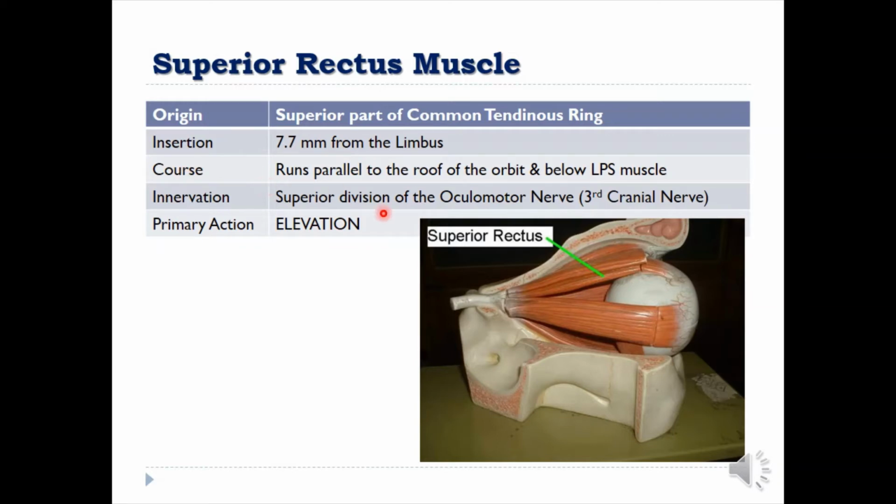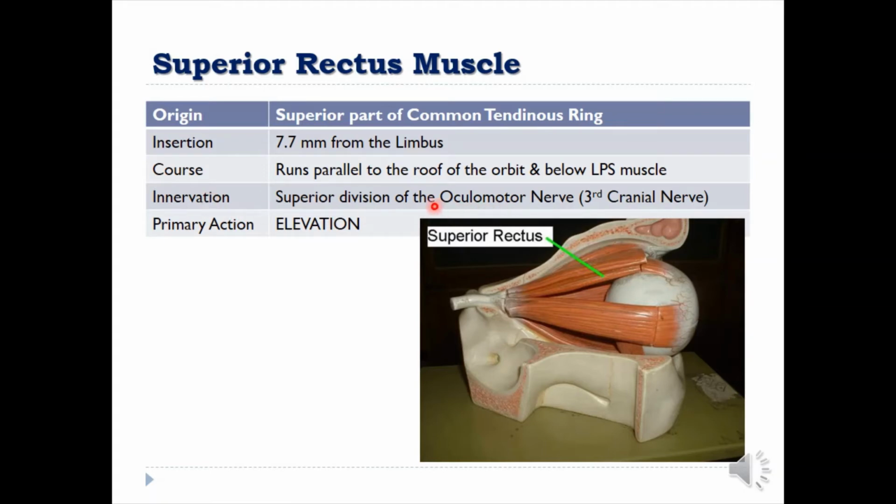Course: how the muscle is traveling. From the common tendinous ring, it runs parallel to the roof of the orbit. This is the roof of the orbit. The superior rectus runs parallel to the roof of the orbit and below the levator palpebrae superioris muscle. So this is the LPS. The LPS is also running parallel to the roof of the orbit. This is the superior rectus, running parallel to the roof of the orbit and below the LPS. This is the LPS.